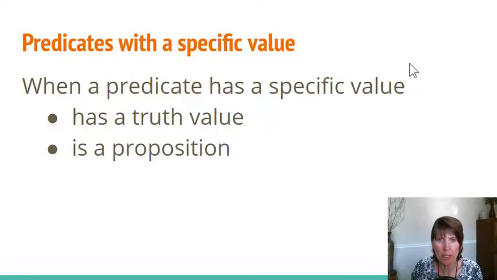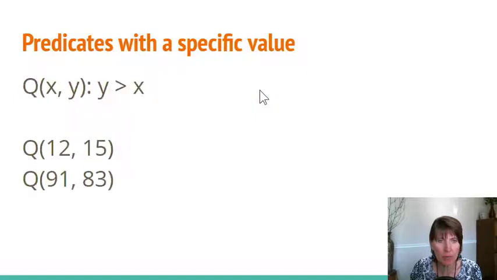Another time that a predicate is a proposition is when it has a specific value. Instead of just being the variable, it is actually called with a specific value. In this case, it has a truth value and it is a proposition. Let's look at a couple of these. Consider the predicate Q of x comma y, and that is y is greater than x. When we call it with Q of 12 comma 15, those are actual values from the domain that we can use, and we can determine that this is true because 15 is greater than 12.